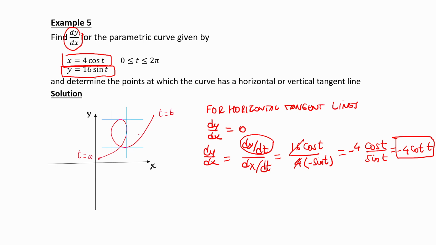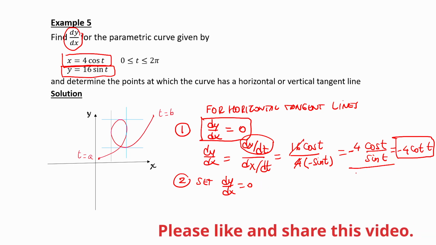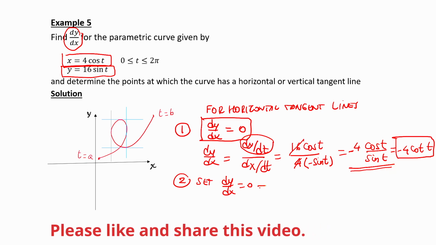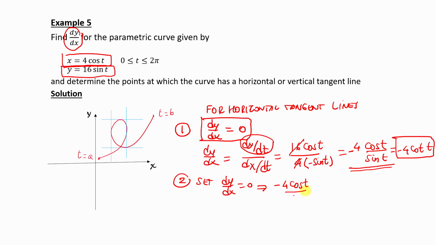We found dy/dx. Now, for horizontal tangent lines, we said that dy/dx must be 0. So that will be our second step. Let's write this as our first step, where we found dy/dx. Step number 2 will be to set dy/dx equal to 0, and this is to find horizontal tangent lines. Okay, so let's grab this form of dy/dx. Let's write that in here: negative 4 cosine of t over sine of t equal to 0.